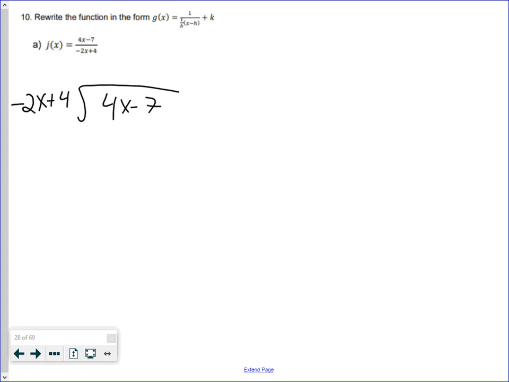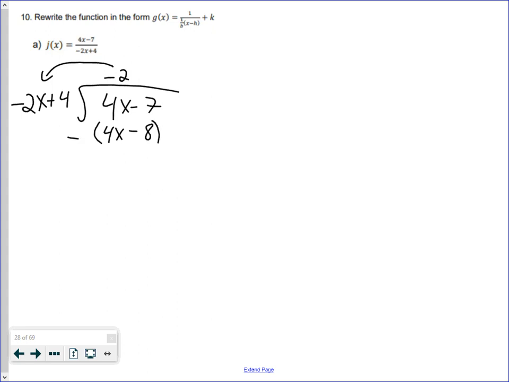So we're going to see how many times negative 2x goes into 4x, or in other words, negative 2x times 1 gives you 4x. That's negative 2. So we multiply negative 2 with everything right here. Negative 2 times negative 2x is a positive 4x. That's what we wanted. Negative 2 times a positive 4 is a negative 8.